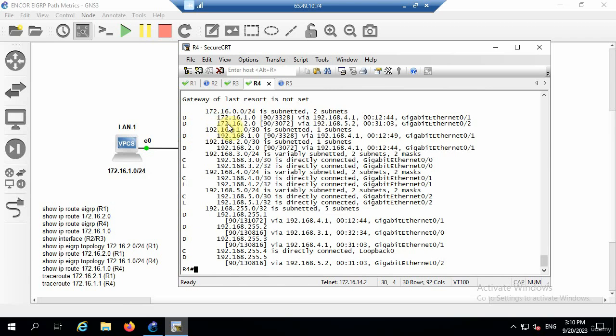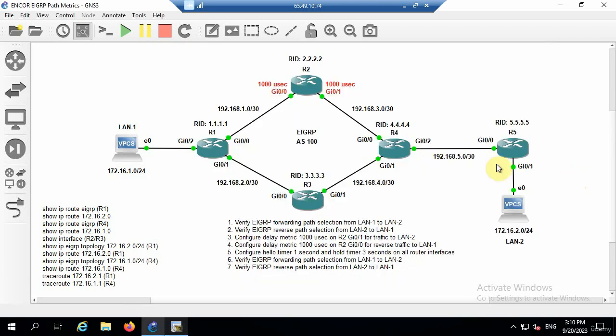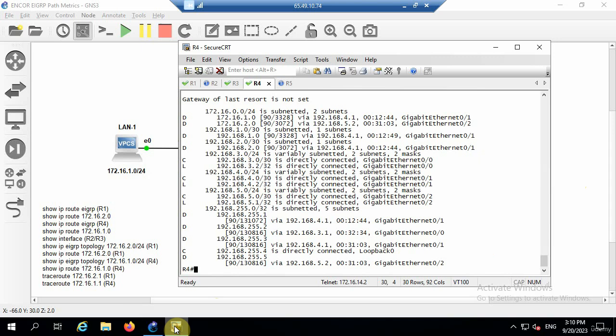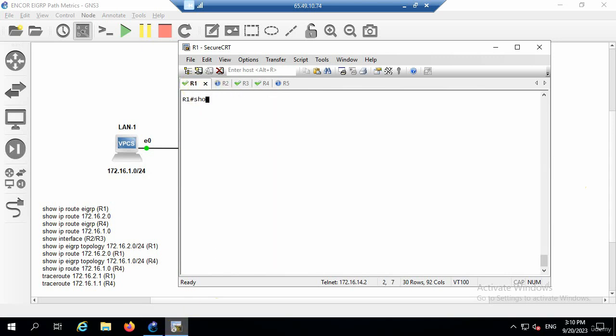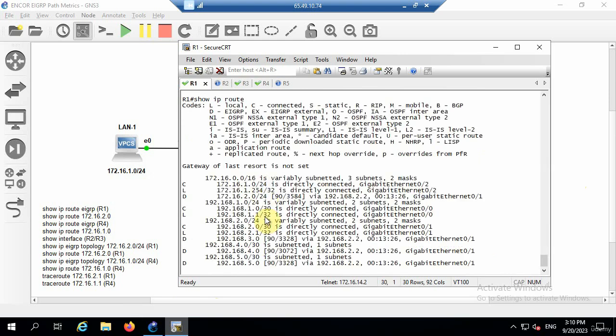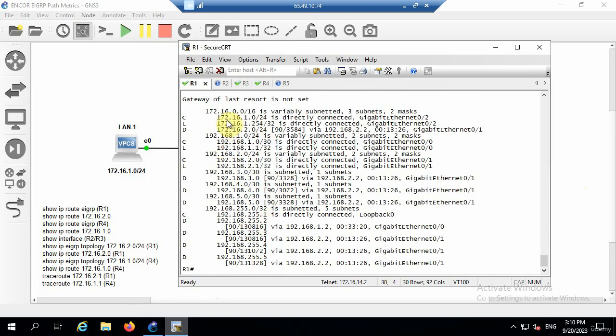The 172.16.2.0, that's actually connected to R5. That's this router here, so it's got 2 routes. On R4, it's got the route to LAN 2 and the route to LAN 1. There's only a single route. R1's the same thing. There it is. 172.16.2, single route via 2.2, and it's an EIGRP route.